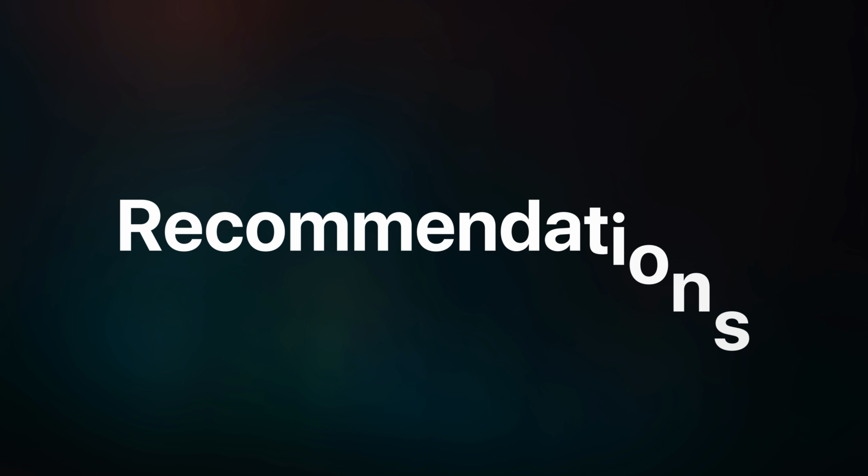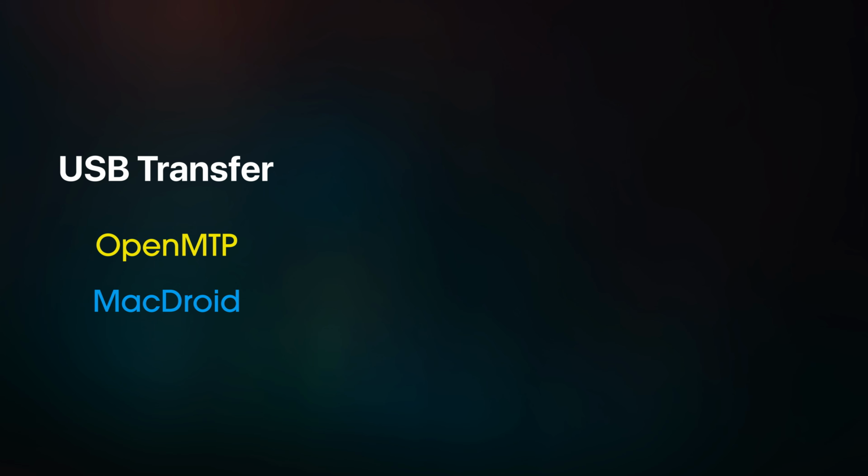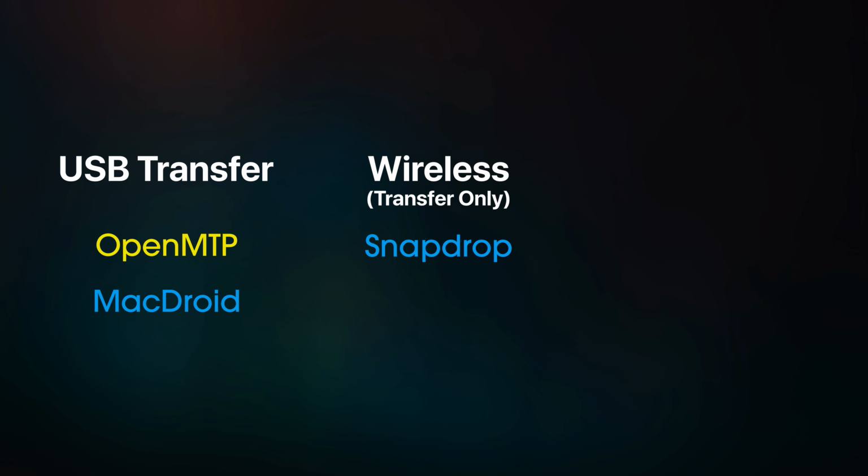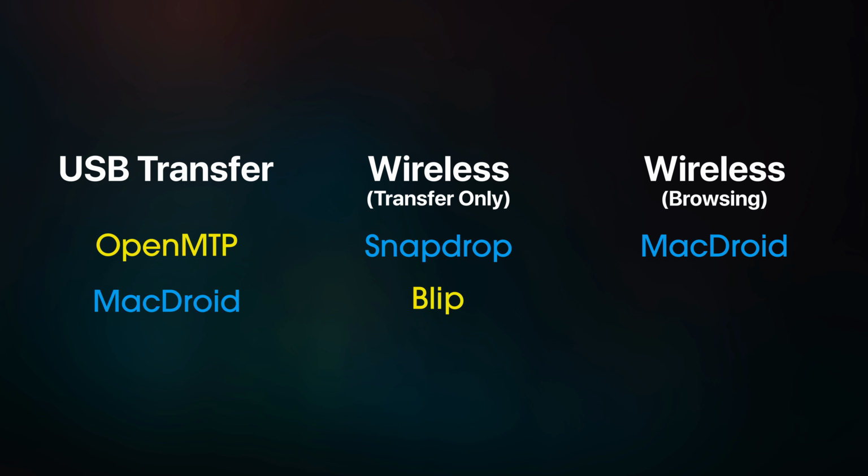Now that you've seen all the apps, here are my recommendations. If you want a wired connection, OpenMTP will get the job done. And if you want something a little bit more polished and don't mind paying, go with MacDroid. For wireless options, if you just need file transfer with no browsing, Snapdrop will be the quickest, being that it just requires the web browser. However, my choice currently is Blip because it has a nice interface and I like that it's integrated in the share menu. For wireless with file browsing, MacDroid is great with the free version. And I will recommend Wi-Fi FTP Server because it's super reliable for larger transfers.